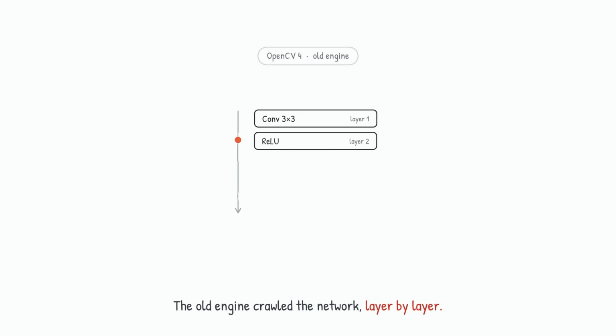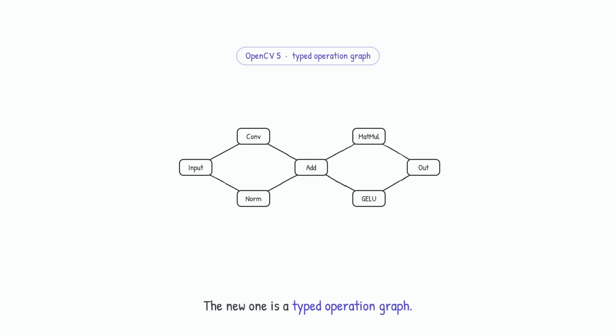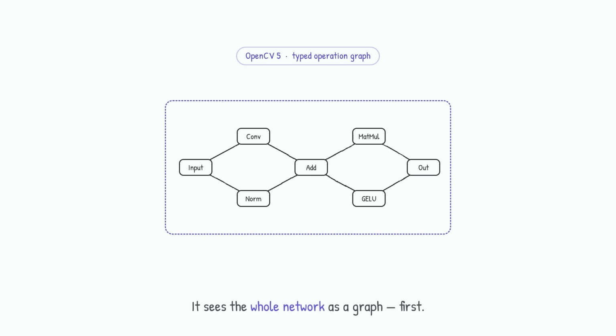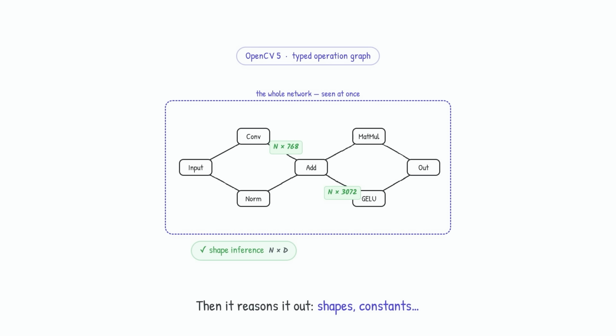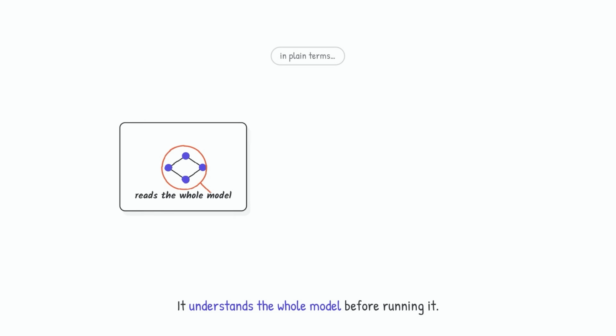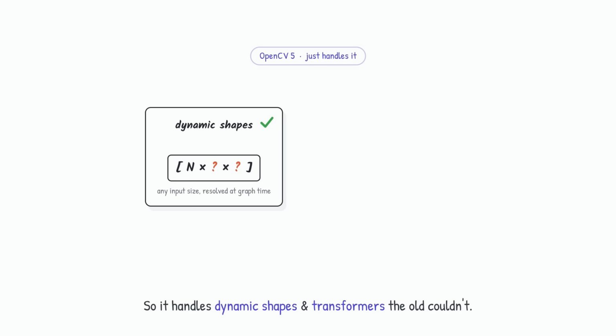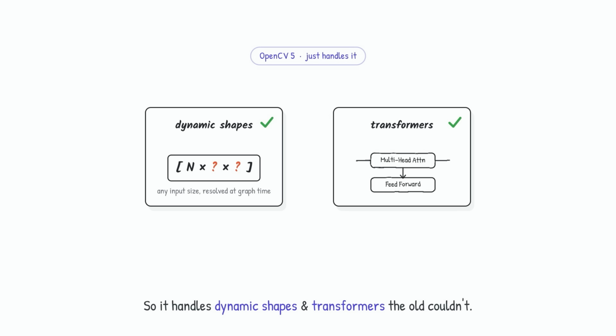The old engine processed networks layer by layer. The new one is built around a typed operation graph, so it looks at the whole network as a graph first, and then does proper shape inference, constant folding, and operator fusion before it actually runs anything. So in plain terms, it understands the entire model before executing it, so it can handle dynamic shapes and modern transformer architectures that the old engine just couldn't handle.